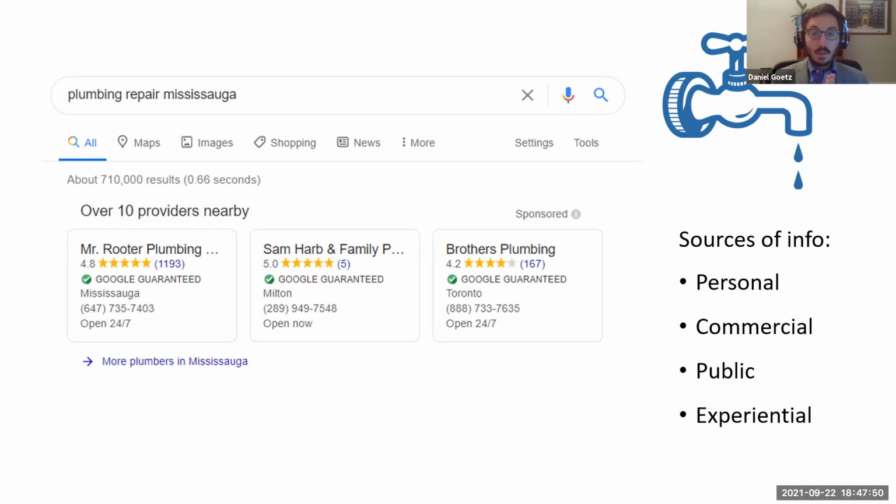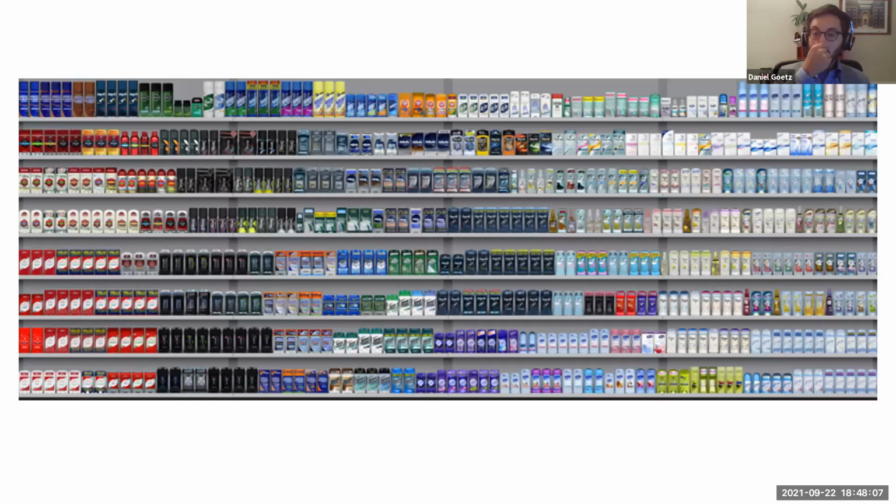Okay, so searching for information, you're looking for characteristics, you're relying on personal recommendations and your own experiences, and maybe secondarily on advertising and public sources. And now you're going to start weighing attributes. You're going to start thinking, okay, which one should I pick? And this is maybe a typical situation that you would face if you were in Shoppers Drug Mart.